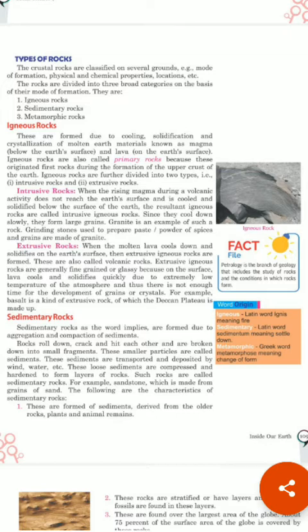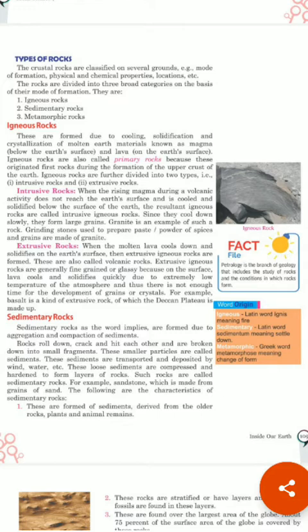For example, the Deccan Plateau is made up of igneous rocks and metamorphic rocks, while the Himalaya and northern plains are made up of sedimentary rocks. Types of rocks. The rocks are divided into three broad categories on the basis of their mode of formation. Number 1, igneous rocks. Igneous rocks are formed due to the cooling, solidification and crystallization of molten earth material known as magma and lava. Igneous rocks are also called primary rocks because these were the first rocks to originate during the formation of the upper crust of the earth. The igneous rocks are further divided into two parts.